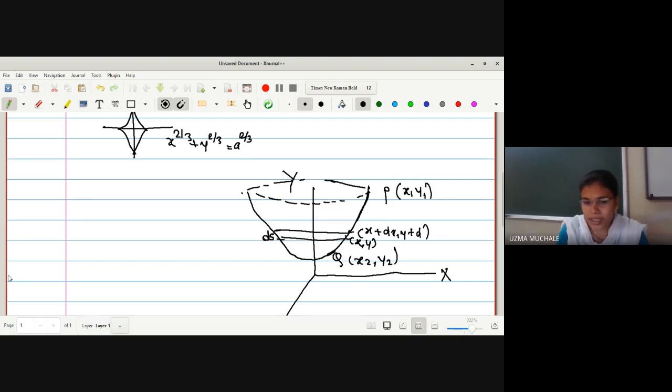So with the theoretical steps we have to show that it is the equation of a catenary. Let us start with the construction. Consider two points P and Q in the xy plane, and consider a curve in between the two points P and Q.